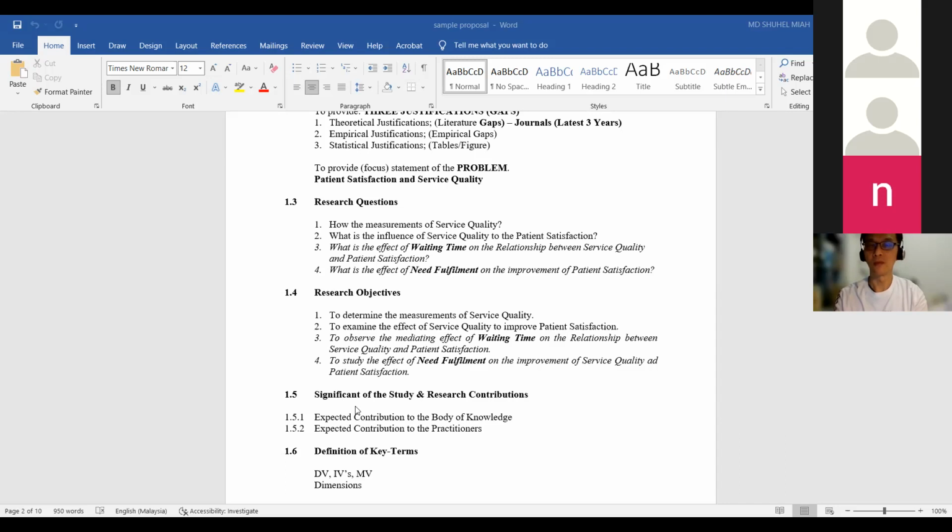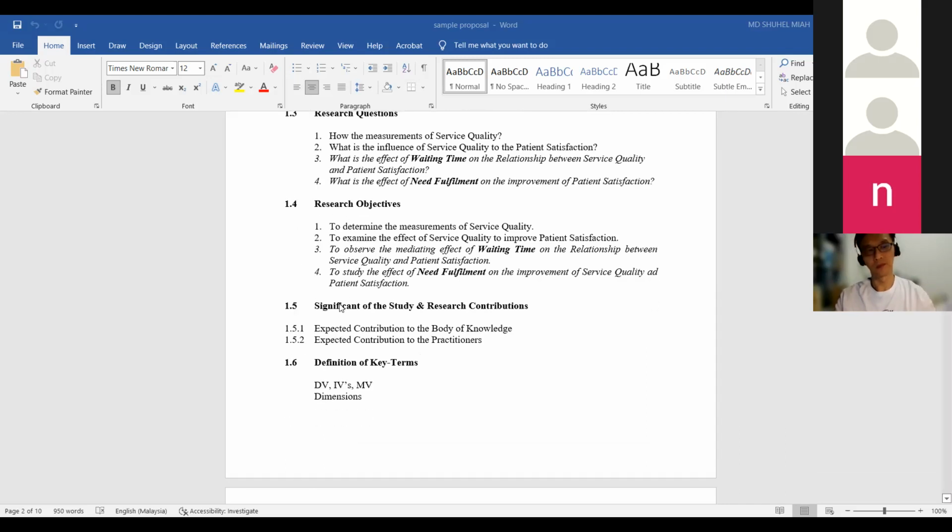Based on your research objectives, you will be writing research questions. Sometimes one objective can be two questions as well. That is absolutely fine as long as you can justify. So you will be writing your research questions, research objectives, significance of the study and research contribution.